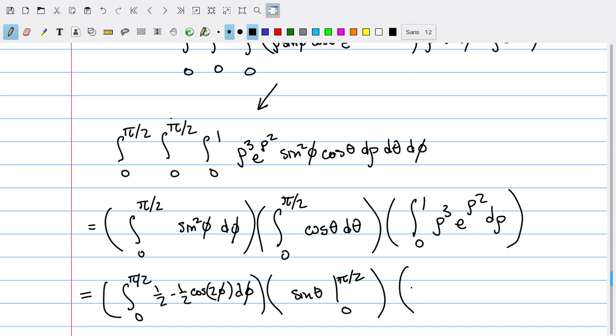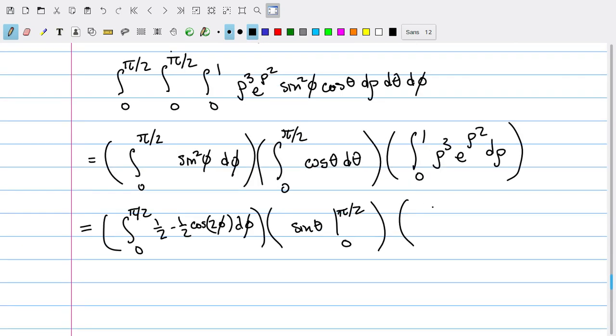And then the last integral is a little bit tricky. To do that integral, we're going to want to do a u substitution. u equals rho squared. In that case, this integral is going to become the integral of u e to the u times 1/2 du, and we're still integrating from 0 to 1. To finish that integral off in the end, we're also going to have to do integration by parts. So that one is a bit of a journey.